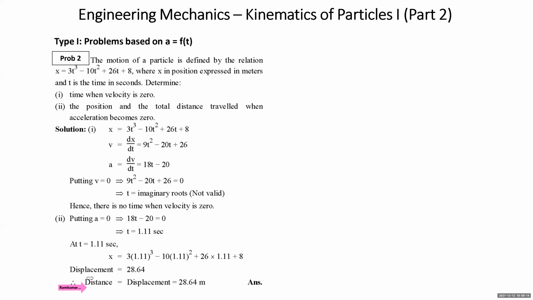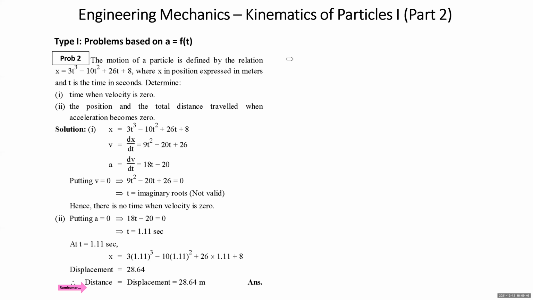Why? Displacement and distance are equal because the particle has not retraced its path. The particle is still moving in the same direction. You have not come across a time when the velocity was 0. That's why displacement and distance will be the same. We had discussed this in the previous lecture also. Even in this lecture, again I'm repeating that during rectilinear motion of a particle, displacement and distance will be the same as long as the particle is moving in the same direction.